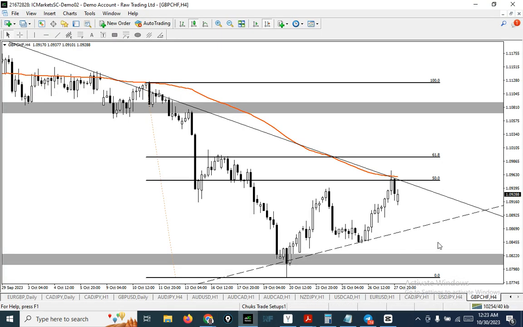All right, guys, let's continue from where we stopped. Okay, so we changed the color of this moving average. It's not a big deal.